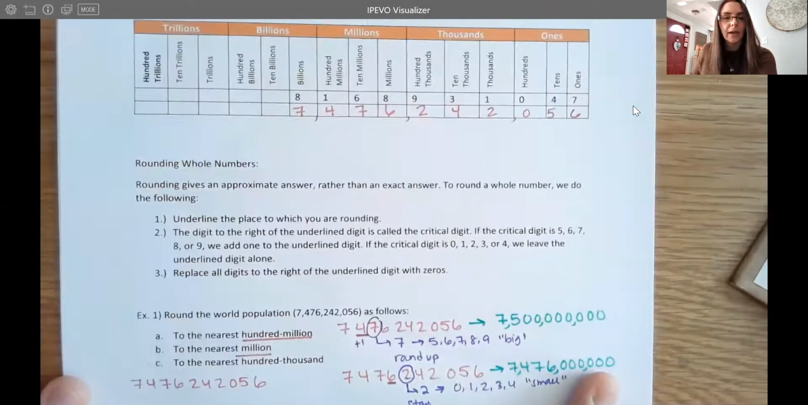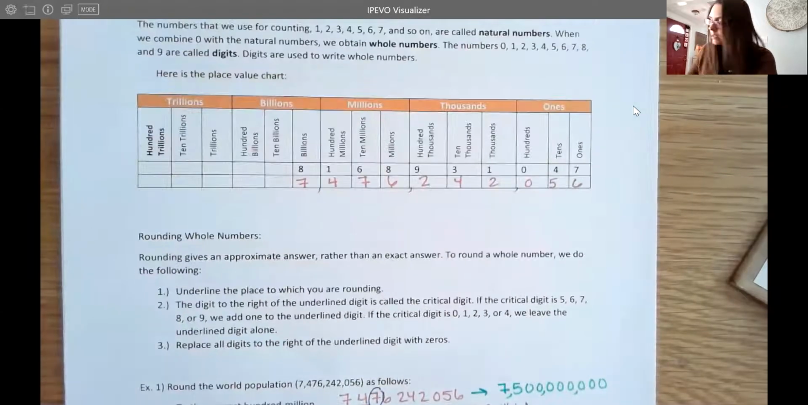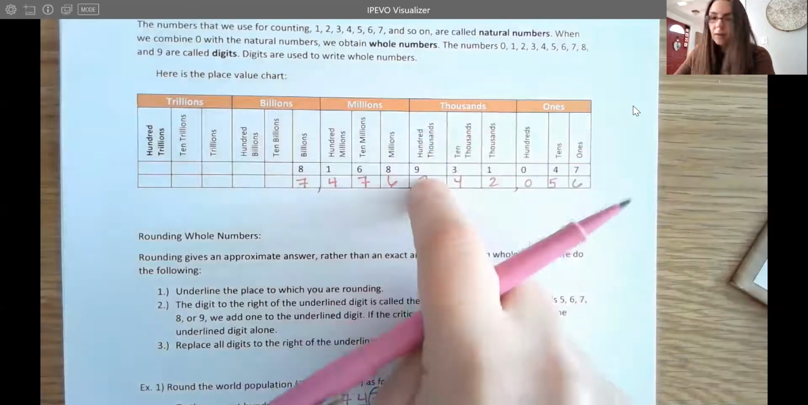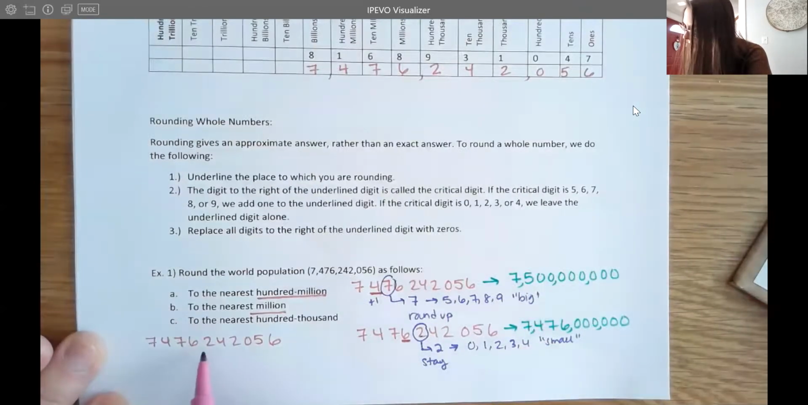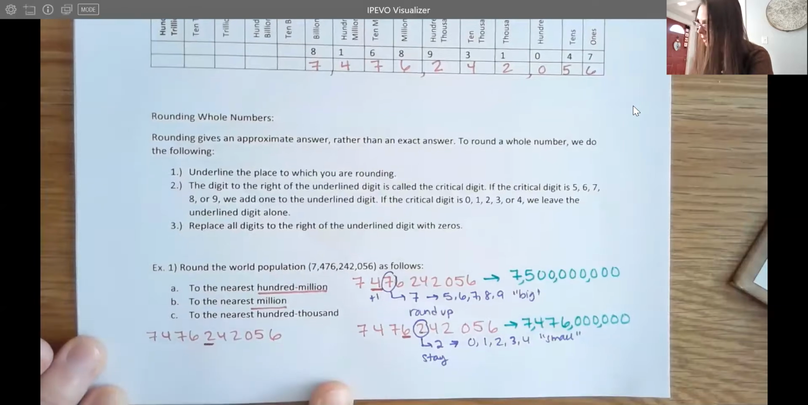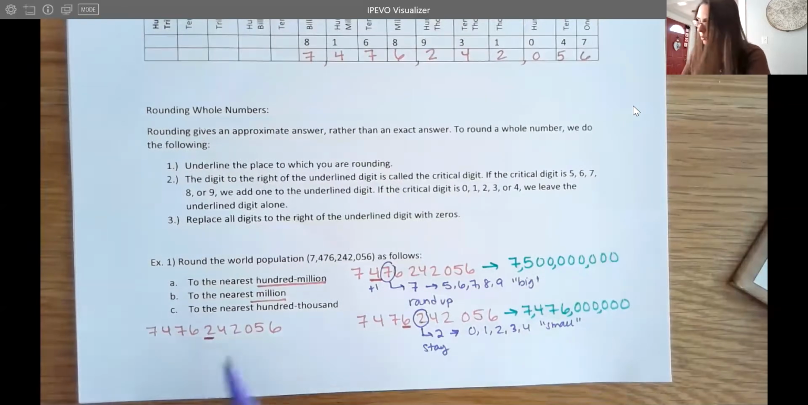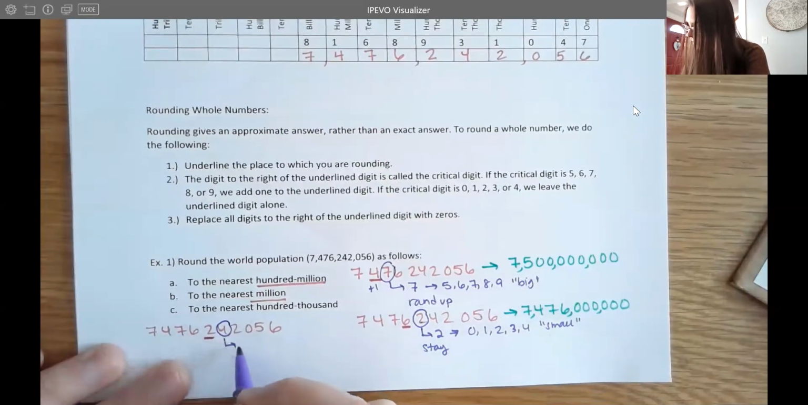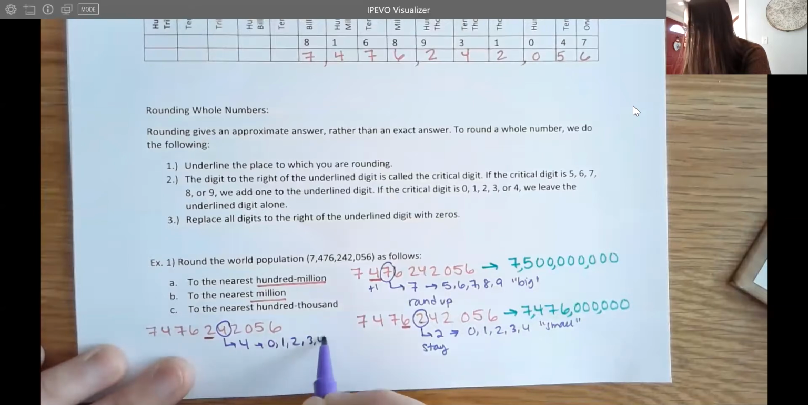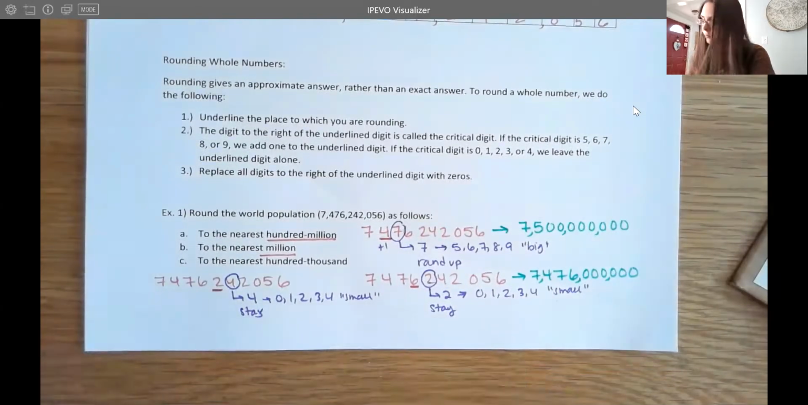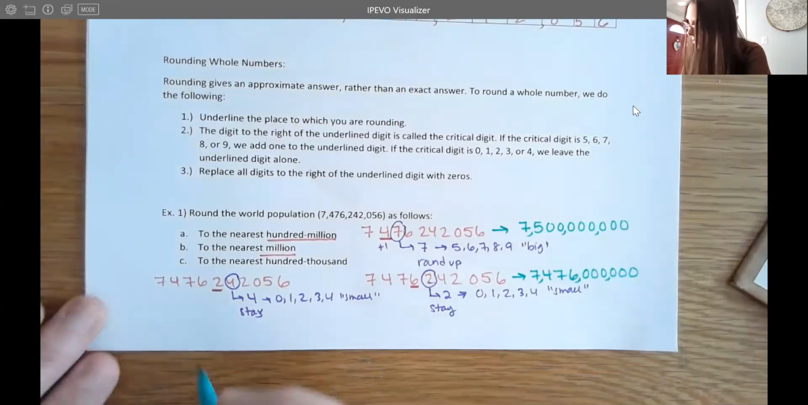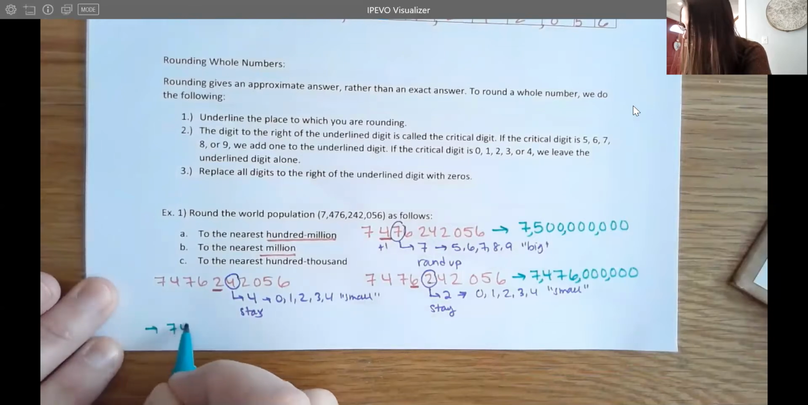So if I need to, I can go back up here. Where are the 100,000s? And I can see that they're right here. So that is the number 2. It's this number 2. And again, I'm going to look to that number to the right. So my number here is 4. It's in the group 0, 1, 2, 3, 4. It's a small number. So we're going to stay. That 2 is just going to get left alone. And then everything else to the right will become a 0.